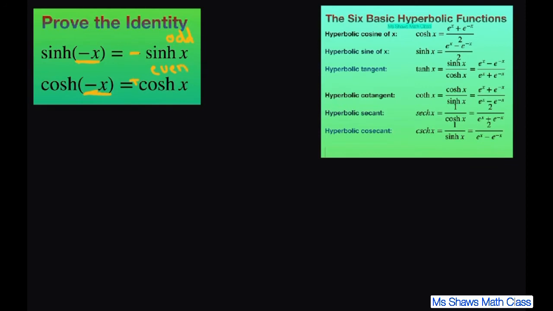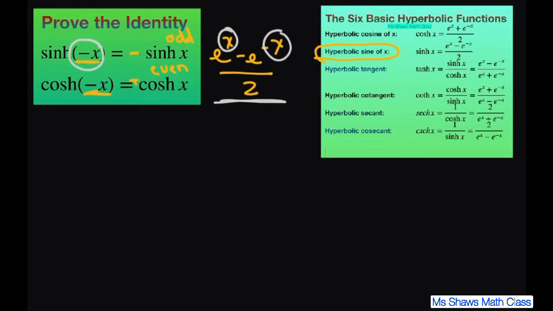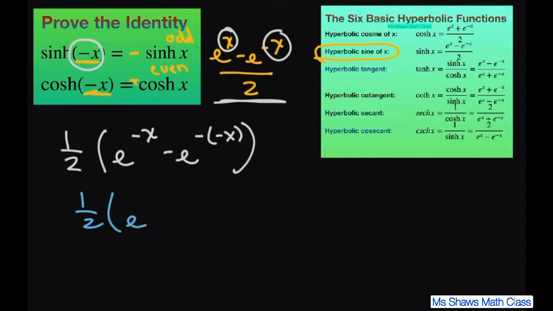So our definition for hyperbolic sine is given here: e to the x minus e to the negative x, divided by 2. So we're going to use this equation and plug in negative x for these x's. So that's going to give me 1/2, and then we're going to get e to the negative x minus e to the negative negative x. All right, this gives us 1/2 (e to the negative x minus e to the x).